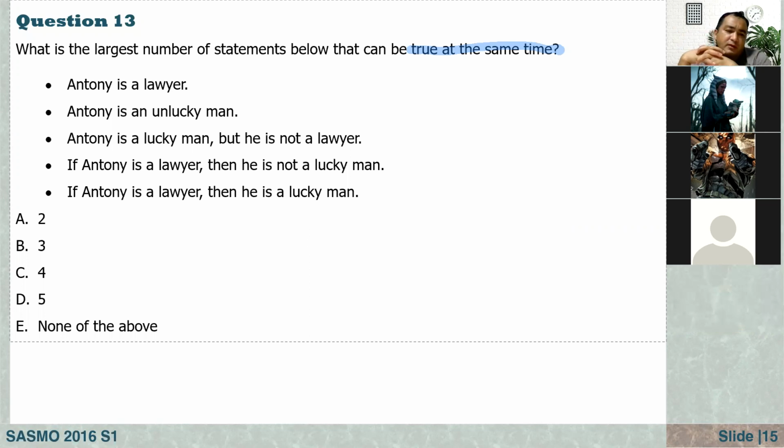Yes, they can be, because they are not dependent on each other. A person can be a lawyer at the same time. He can be an unlucky man.